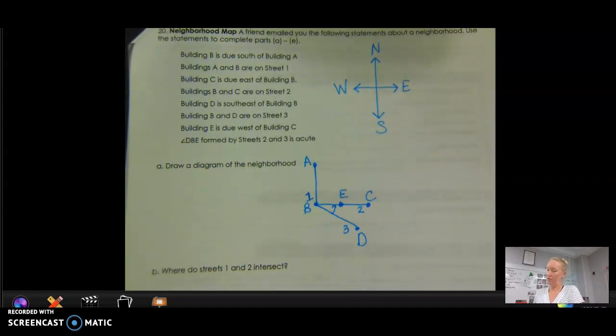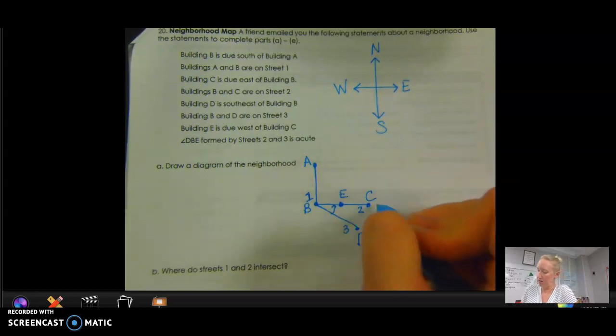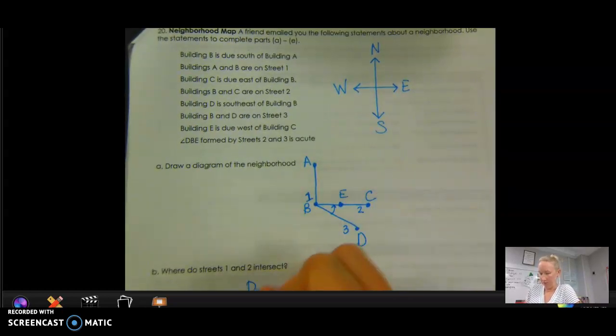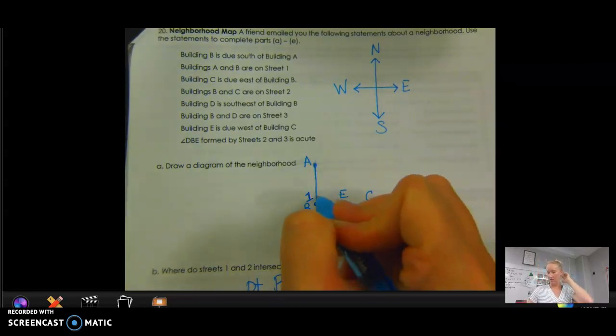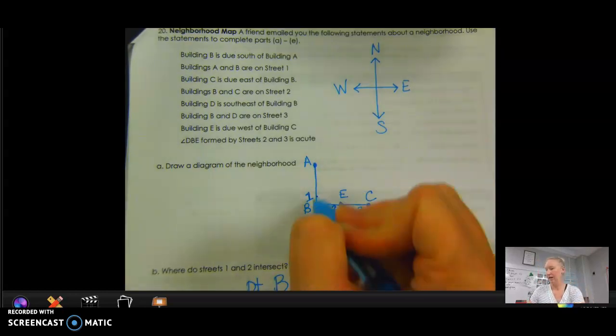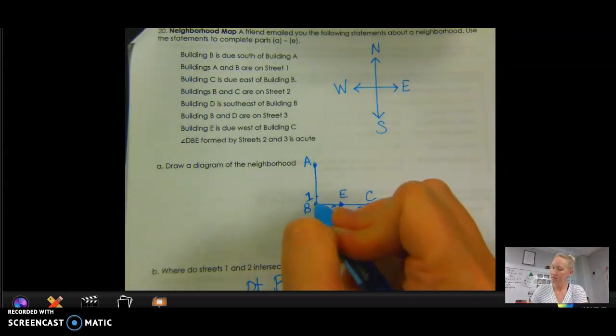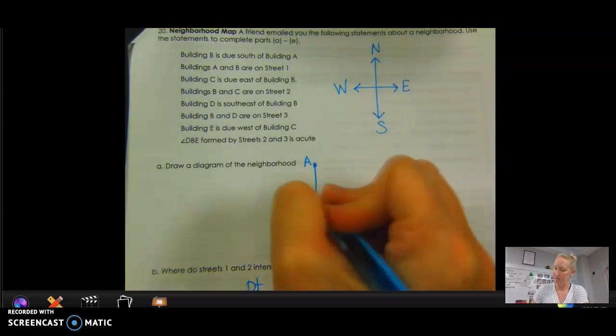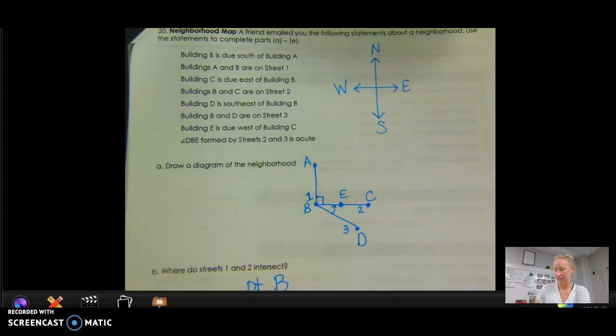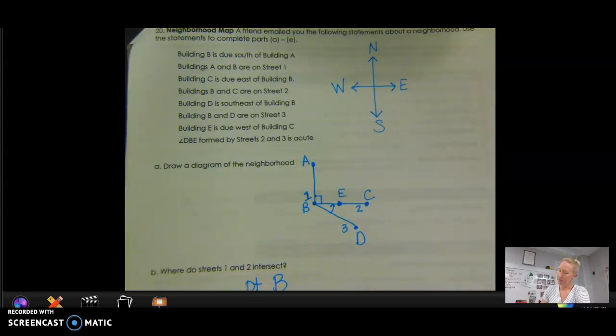Okay, where do streets 1 and 2 intersect? Here's Street 1, here's Street 2. They intersect at point B. Classify the angles formed by Street 1 and Street 2. Well, that was due north and due east, so that actually made a 90-degree right angle. What street is Building E on? That would be Street 2.